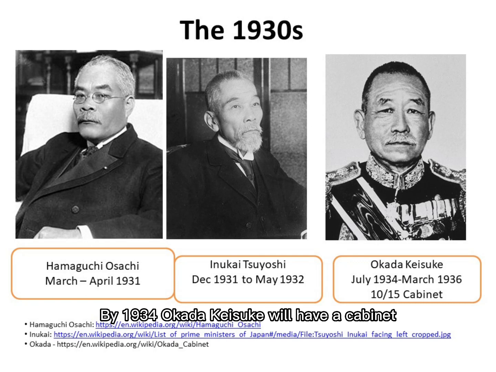By 1934, Okada Keisuke will have a cabinet that is made up mainly of army officers and navy admirals, as well as top government officers. Some say this is the turning point where Japan became militarist. 10 out of 15 people in his cabinet will be from the military. So this is a turning point for Japan.